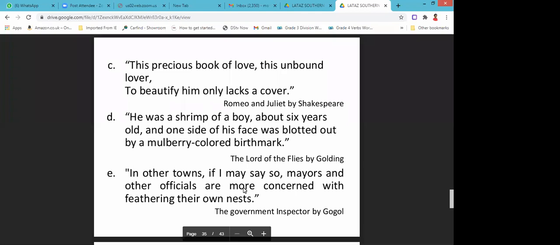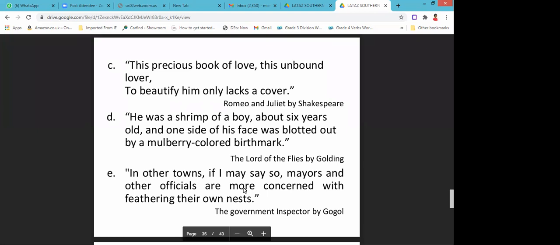Then the next one: he was a shrimp of a boy, about 6 years old, and one side of his face was blotted out by a mulberry colored birthmark. And this is talking about one of the boys who was younger, but also very small, so likening his stature or his body type to a shrimp, kind of small and slim or thin.